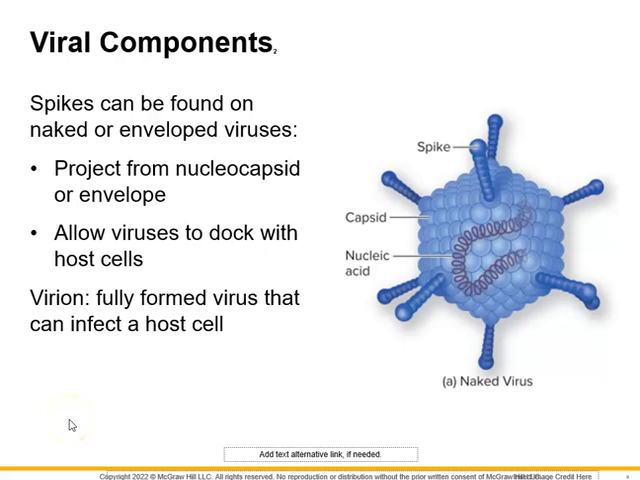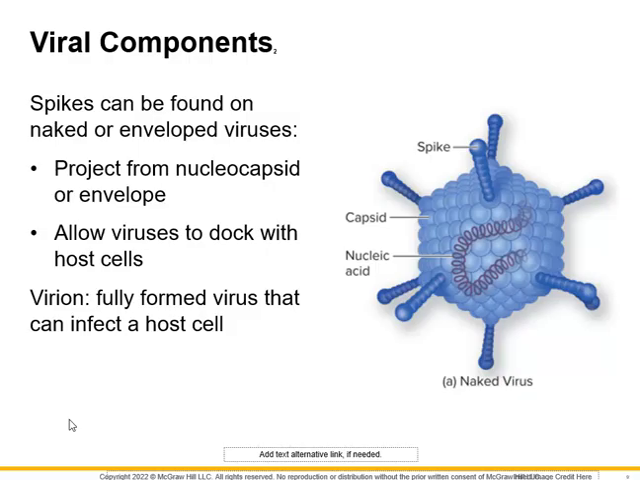So viruses are comprised of a capsid, a protein coat that surrounds their genetic information, which can be DNA or RNA. They may have an envelope, which is a cell membrane that is derived from their host, or they can be naked and not have a cell membrane surrounding them. Now, many viruses may also have spikes that protrude from the viral capsid, or if present, they can protrude from the viral envelope as well.